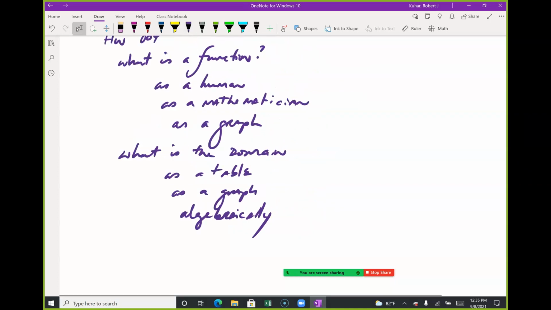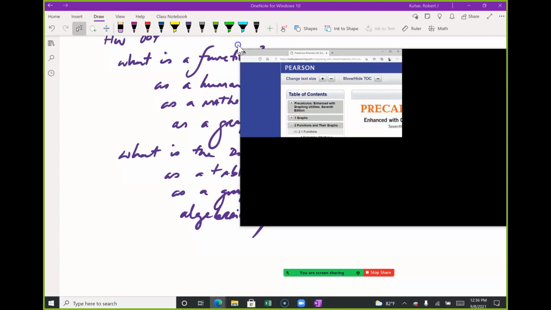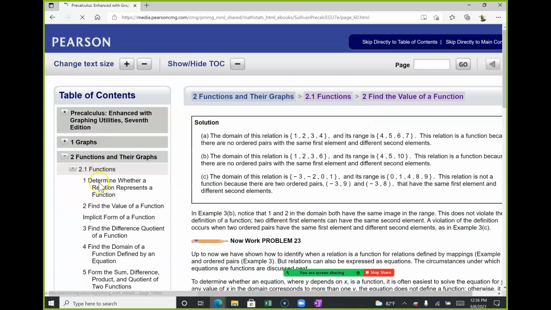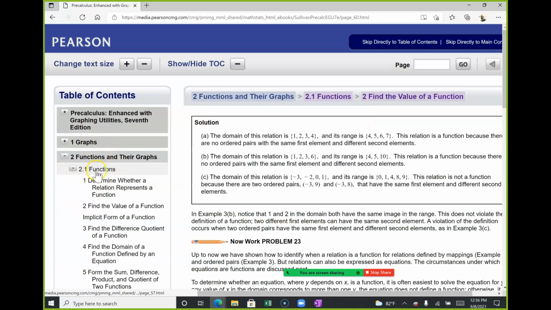Let me show you the book real quick, because I want you to see this, and I want you to read the book. And I know it's hard to read the book. Everybody will have a hard time reading the book. So I'm reading the book here. I'll share it in a second. And I look at the 2.1. I'm sorry. 2.1.